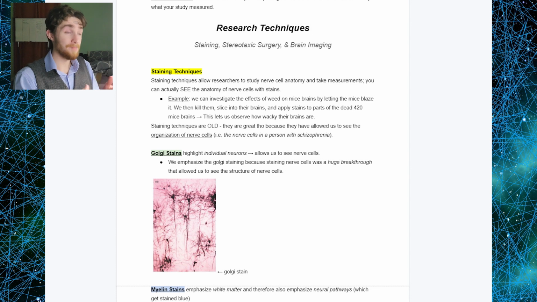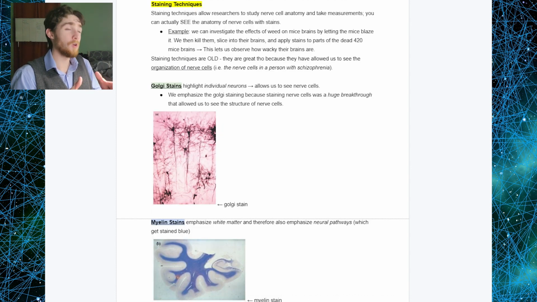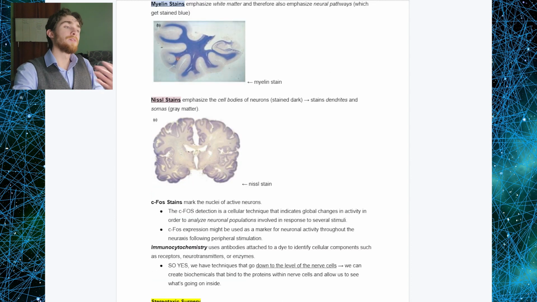Myelin stains then emphasize white matter and therefore also emphasize neural pathways. Those pathways get stained blue. Then we have Nissl stains. Nissl stains emphasize the cell bodies of neurons, right? These bodies get stained dark. They stain the dendrites and the somas, or the gray matter. And last but not least, c-Fos stains mark the nuclei of active neurons. The c-Fos detection is a cellular technique that indicates global changes in activity in order to analyze neuronal populations involved in response to, well, several stimuli.